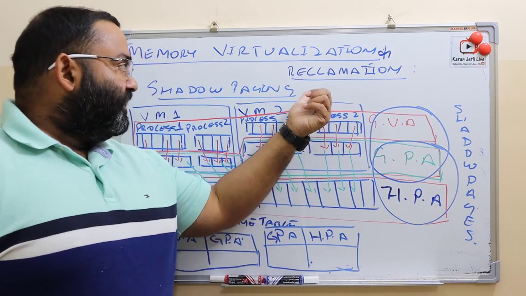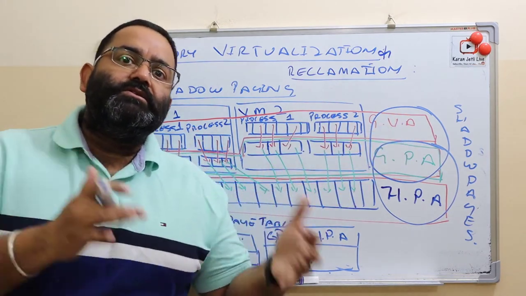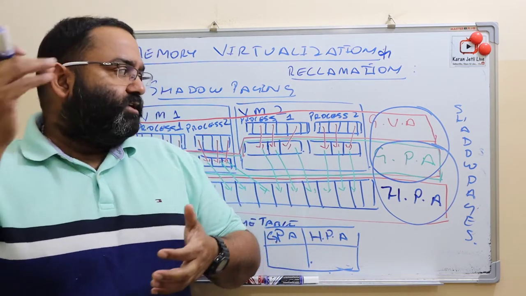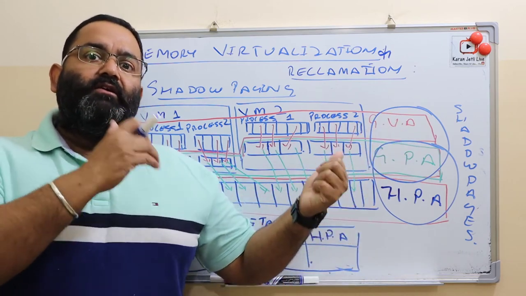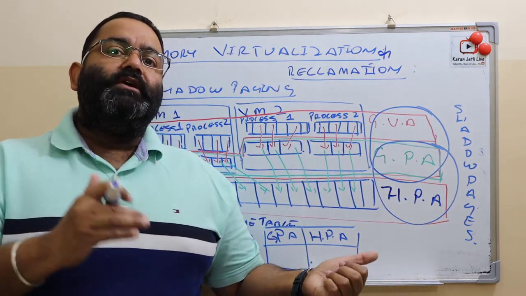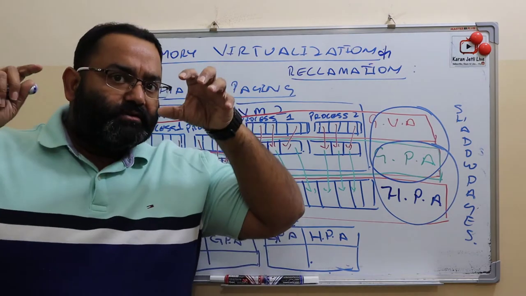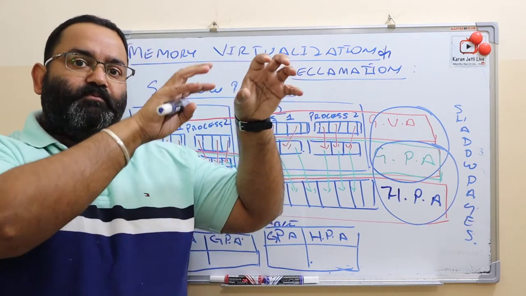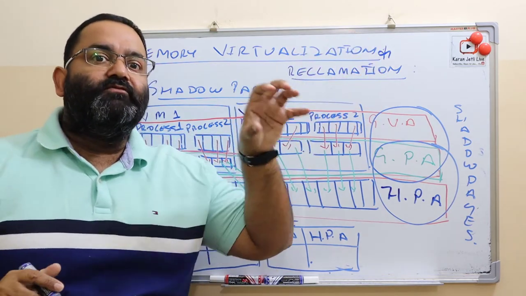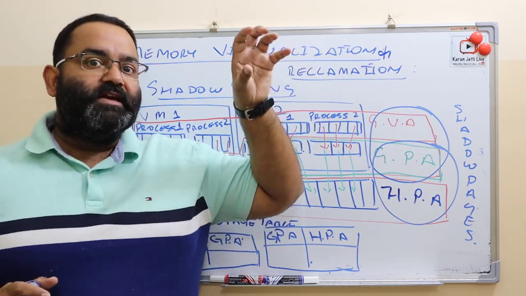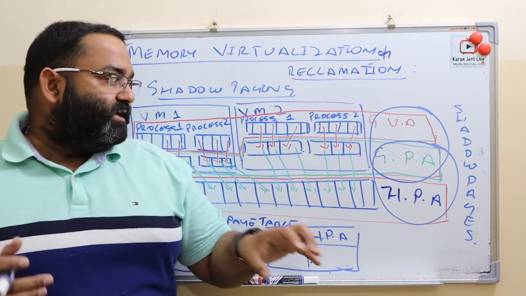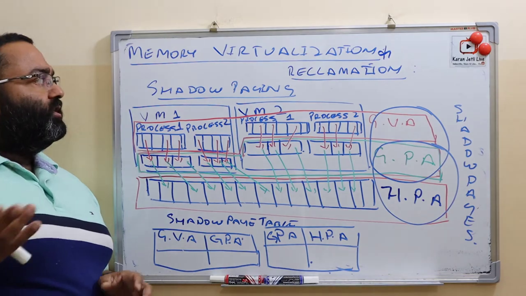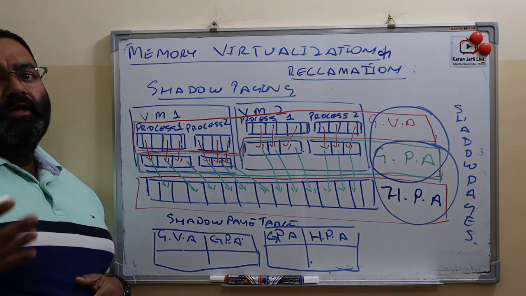Okay, and again we have virtual machine 2, it has another set of pages, 50, 60, 70, and they are also mapping to the physical pages 2, 3 and 4. Okay, so it is the job of the hypervisor to keep track of which guest page is mapping to which guest physical page, and which guest physical page is mapping to the host physical page. So what do we call it? We call it shadow paging.